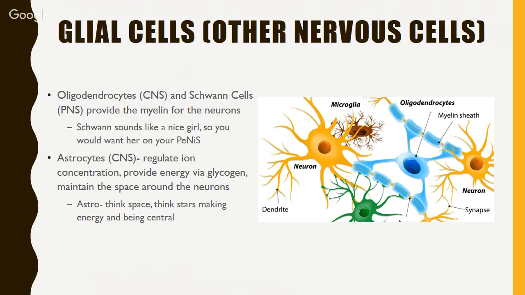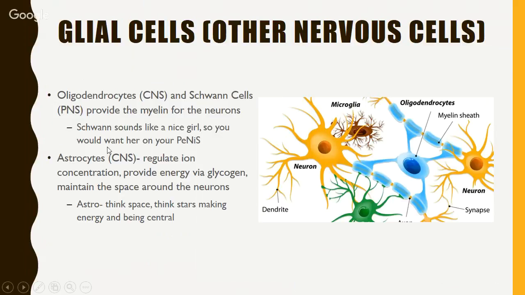Cool. Glial cells. These are pretty good, things you probably should know. These are just other nervous cells. They help the nervous system, but they don't actually do the neurophysiology. They don't conduct a current or send messages or anything. So you have oligodendrocytes and Schwann cells, and these are the things that provide the myelin sheath. The oligodendrocytes are in the central nervous system, and the Schwann cells are in the peripheral nervous system. How I remember it: Schwann sounds like a nice girl, so you would want her on your PNS. So that's how I remember it.